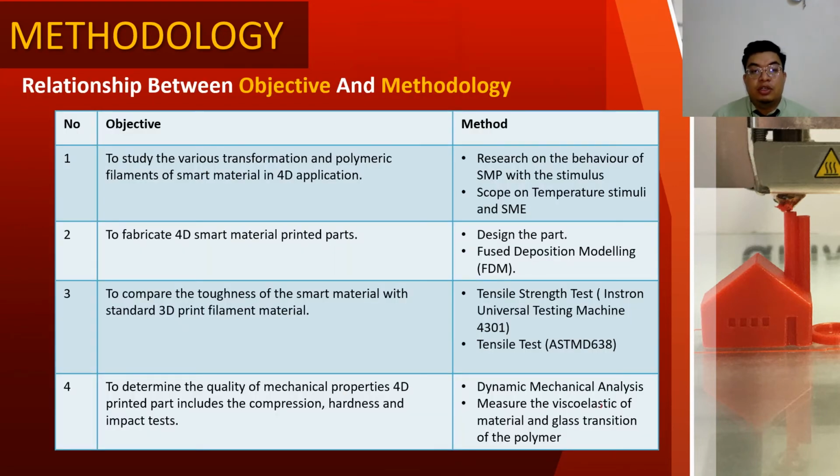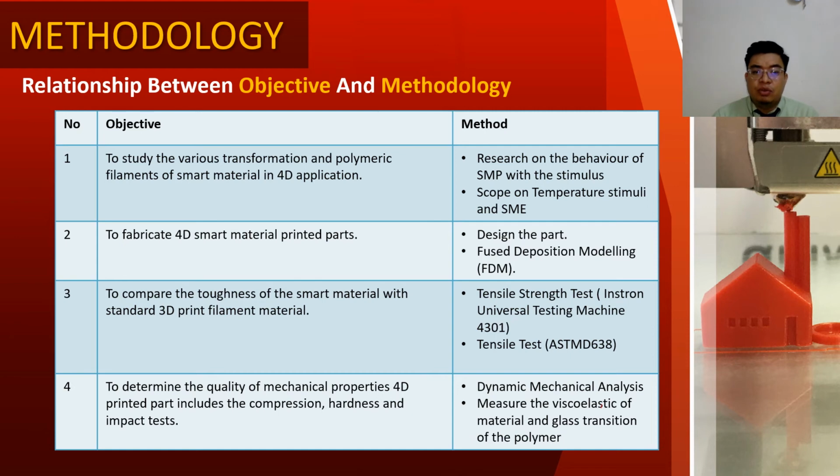To continue on the methodology part, I would like to explain the relationship between objective and methodology. I need to do this because I need to relate it to achieve the objective for this project, so I need to plan the method to achieve this project. As you can see in the table provided, the first objective is to study the various transformation and polymeric filament of smart material in 4D application. The method I take is to do research on the behavior of SMP with the stimulus, and I also need to scope on the temperature stimuli on SME.